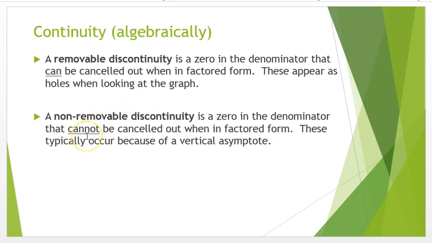If you cannot cancel out that factor, once you factor the top and the bottom of your fraction, then we call it a non-removable discontinuity, and that's because that value actually creates a vertical asymptote. So I'm going to show you examples of what this looks like. Sometimes it's easier to see the example and then look back at the notes to make sense of it.